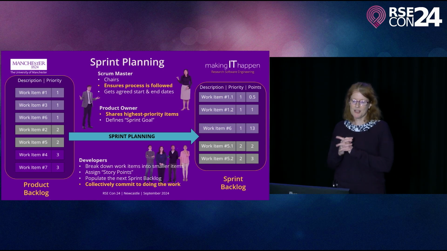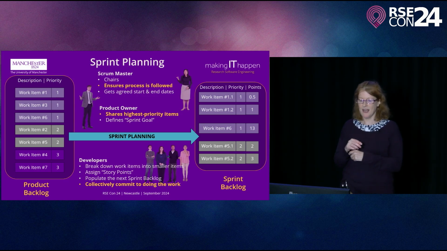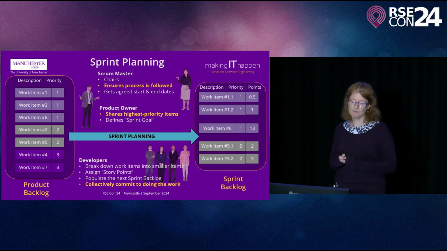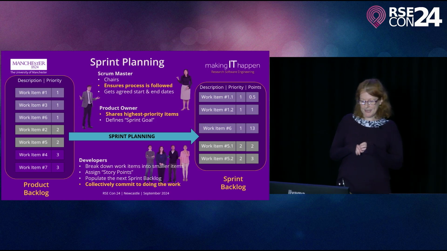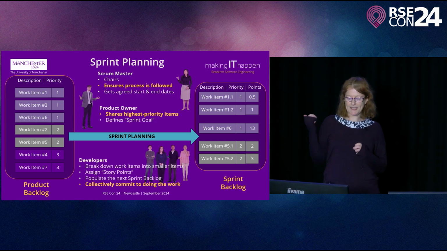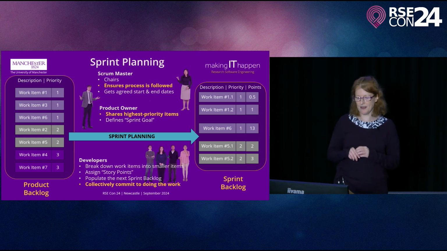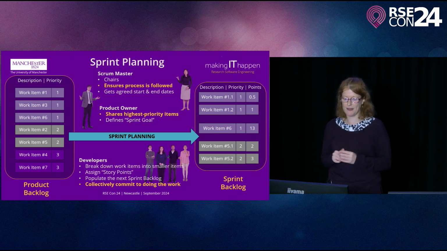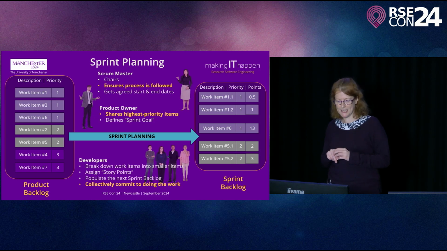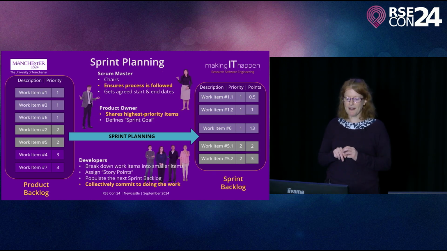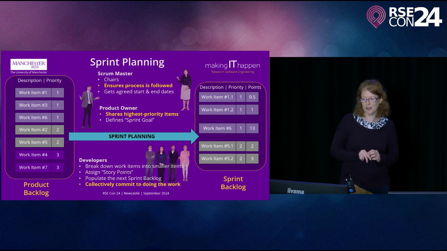The product owner shares the highest priority items fed down from the stakeholders and defines the sprint goal. The developers break down work items into smaller items and assign the story points. There are various ways that they can do that, like games that you can use to help with that. And they populate the next sprint backlog, and they collectively commit to doing the work.